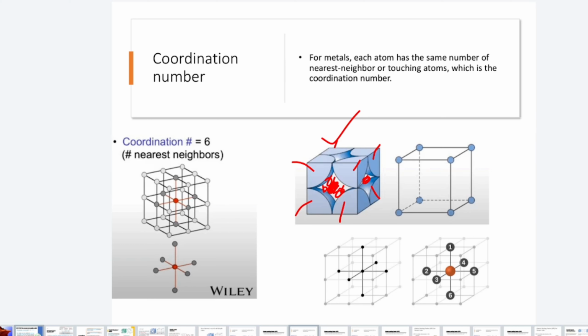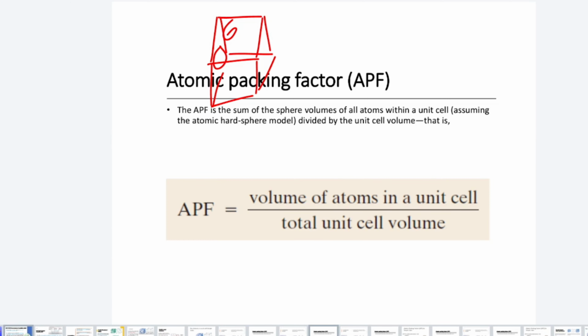In some structures, the free space will be too much. In some, it will be less, and in others, it might be very little. This is what we have to understand. If the atoms are closely packed, it means there are too many atoms in a small space, so the material might be dense. And if we have too much free space, then it will be light. So this is known as the atomic packing factor.